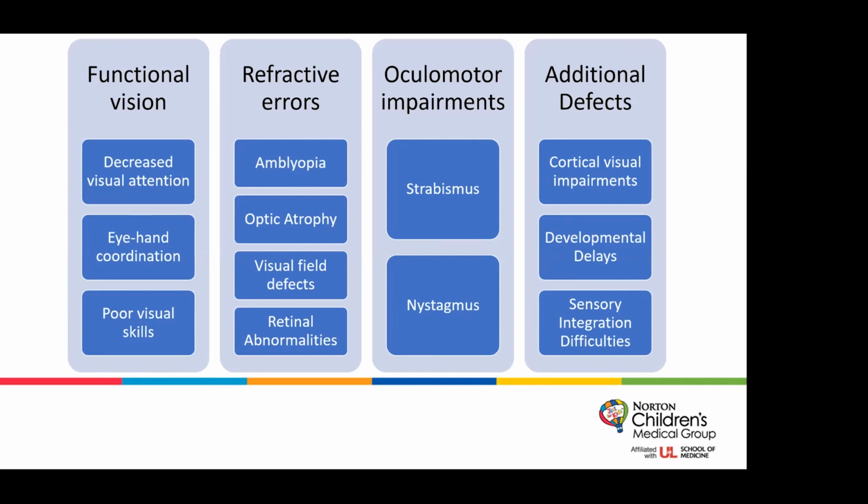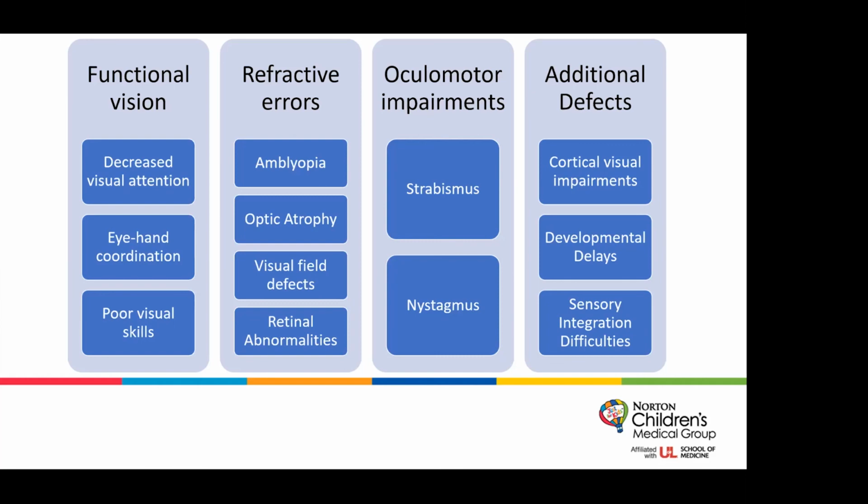Then you can get problems with the eye itself. So refractive errors such as amblyopia, much higher risk. Patients with optic atrophy, so patients with severe brain injuries or patients with brain malformations that cause optic nerve atrophy, that can cause problems with vision. Retinal abnormalities, so TORCH infections, for instance, some of them can cause cataracts, so problems with the eye itself. And then depending on where the brain's involved, visual field defects, so parts of the vision are cut off.